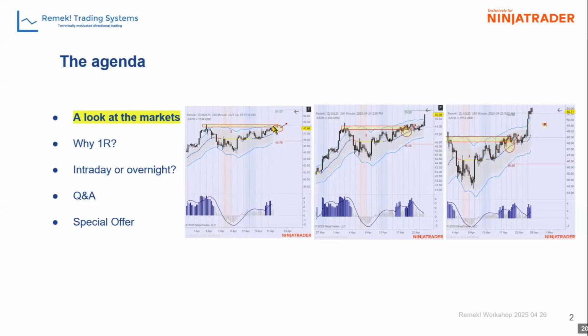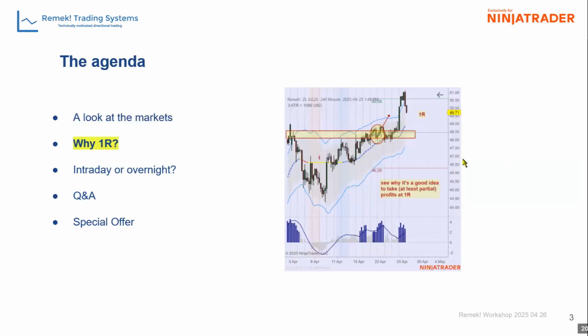April 19, before the breakout. April 24, after the breakout. Then we hit 1R, which is where we take our profits, and then see what happens next. It falls back and almost gave back 50% of the move. And this is a good demonstration.